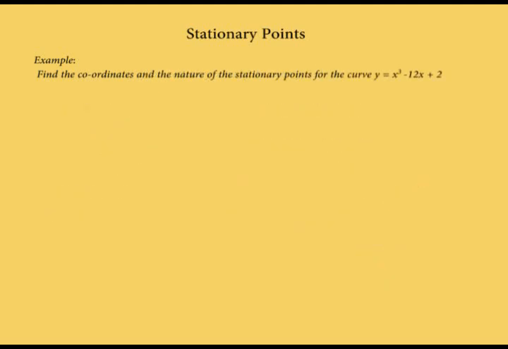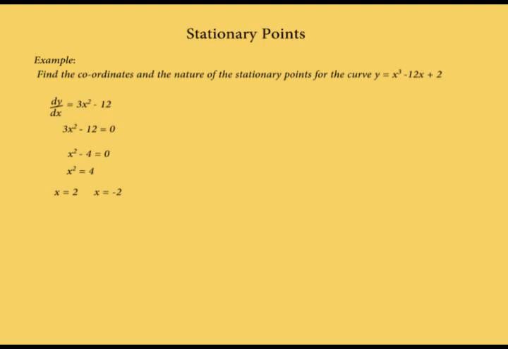Another example, find the coordinates and the nature of the stationary points for the curve y is equal to x cubed minus 12x plus 2. We get the gradient function and equate it to 0. dy over dx is equal to 3x squared minus 12. At the stationary point dy over dx will be 0. So we have 3x squared minus 12 is equal to 0. We divide everything by 3 and we shall get x squared minus 4 is equal to 0. x squared is 4 and x is plus or minus 2.